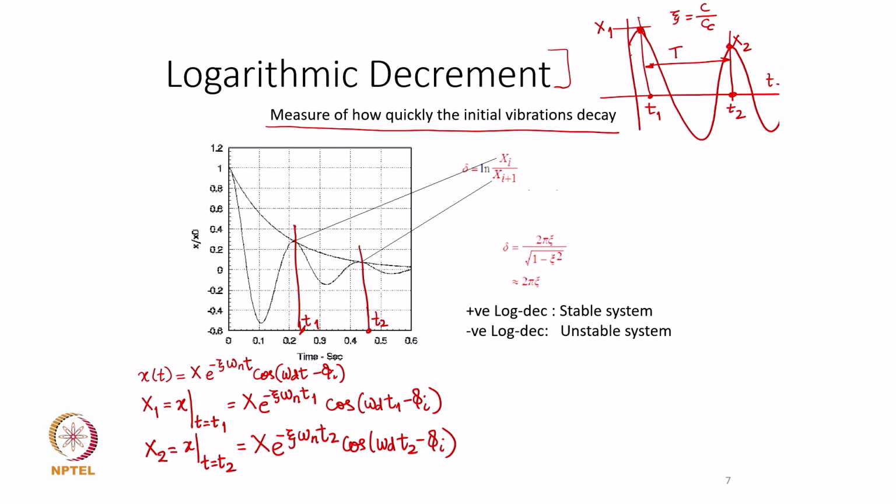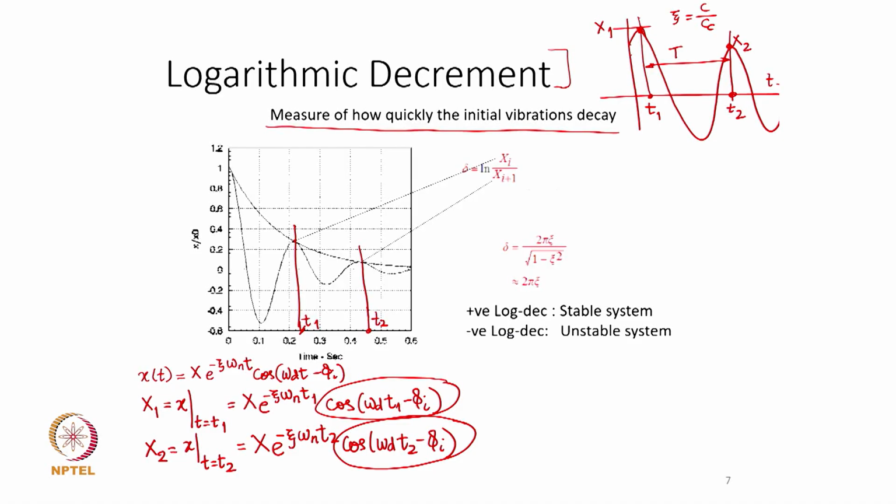Now, obviously, you would agree that these two cosine functions after exactly one cycle are going to be identical in their value, right. So, for phi I to be constant, obviously omega d t 1 and omega d t 2 differ in their value by 2 pi, is it not? So, cos of the angle after 2 pi radians is going to be the same. With that, let us look at what I will get as a ratio of x 1 by x 2.